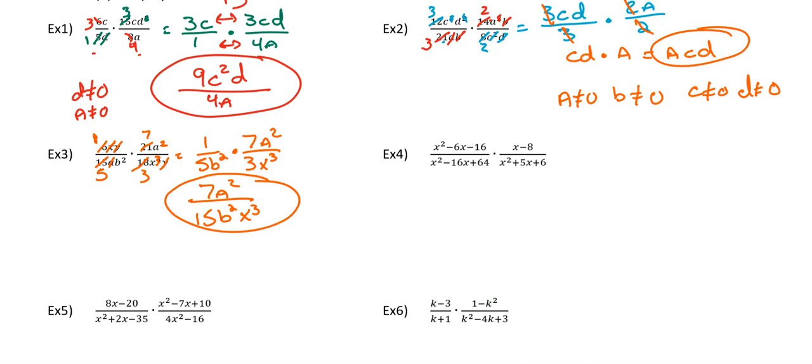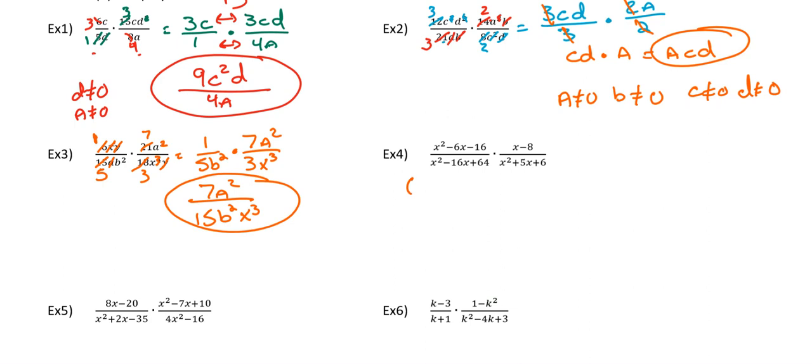So for 4, 4 is going to be where it starts to get a little bit more elevated in level of difficulty. So something like number 4, again, if we go back to the steps, the first thing we want to do is factor everything we can. So I'm just going to go ahead and start off by doing that.